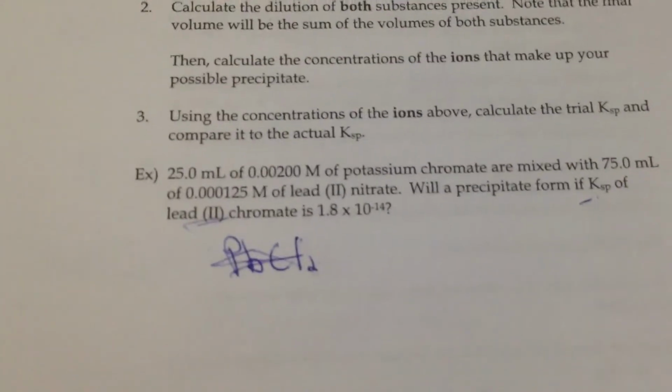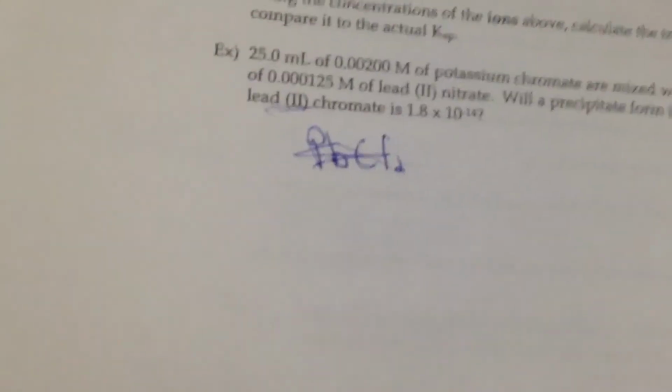In the first question here, we're mixing potassium chromate and lead nitrate, and we want to see if lead chromate will form a precipitate. So that's what we're going to compare. We're looking for the KSP of lead chromate. That's our precipitate.